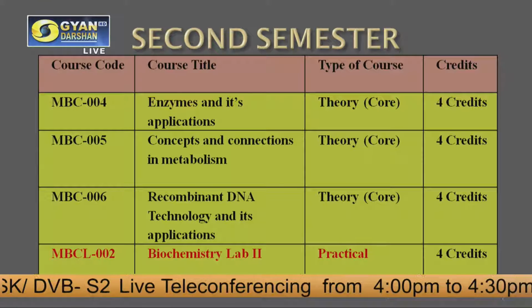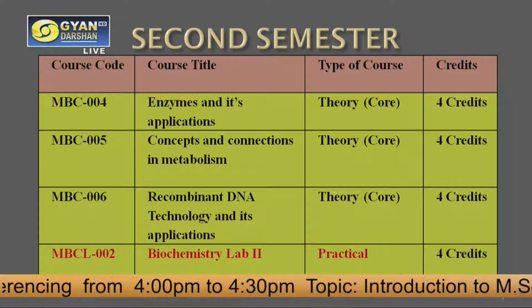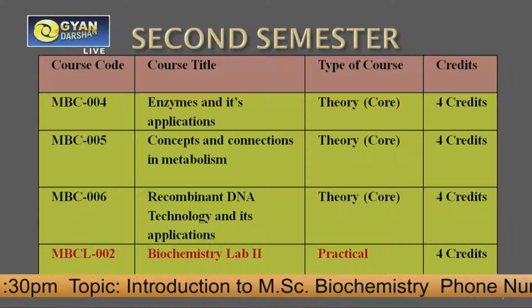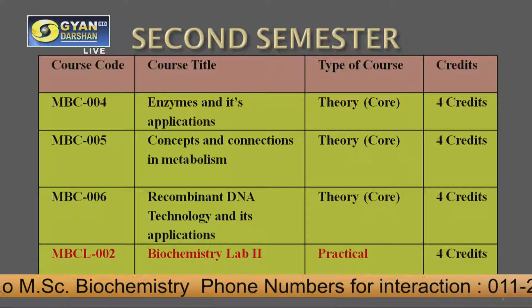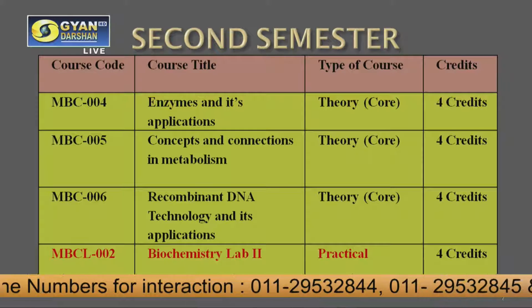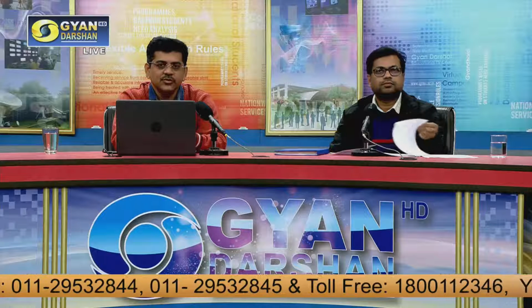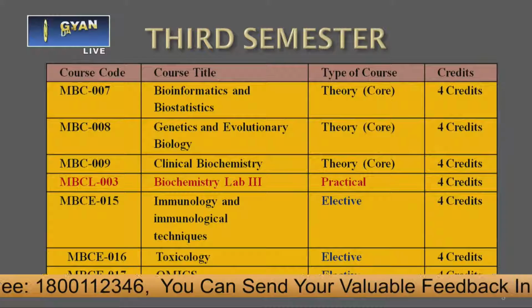Similarly, in biochemistry, another core area is metabolism. Okay, so here this metabolism paper will give you an overview of what is happening inside a living system. And the third course of this semester is recombinant DNA technology, which is nothing but an advanced topic, and the lab also comprises all these 3 theory courses which you have studied. Okay, now Dr. Arvind will explain to you about the 3rd and 4th semester courses.